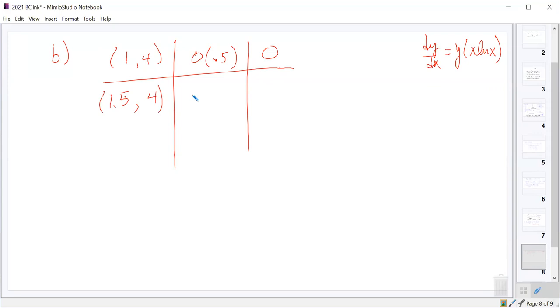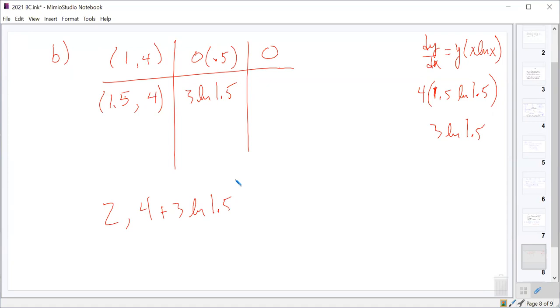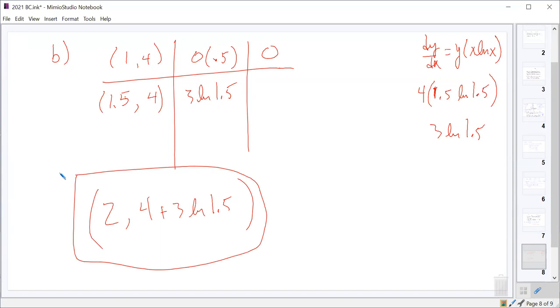All right. And then our next one should be what? Our y value, 4, times 1.5 ln of 1.5. And so what do we get when we multiply that by half? Should be 3 natural log of 1.5. Guess that's good enough. And then we'll put in our point as 2, comma 4 plus 3 ln 1.5. Good or no? No calculator, so that's your answer. Any questions on that part? Zoom, you good? Good, Zoom. Wonderful.